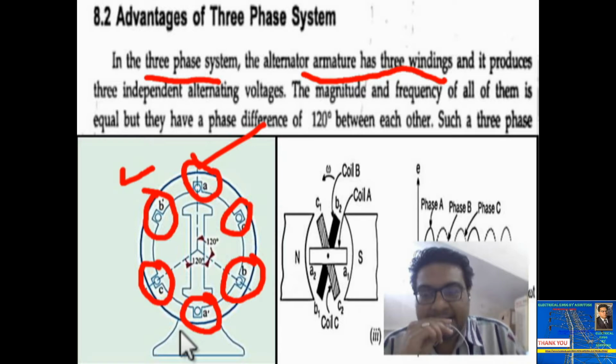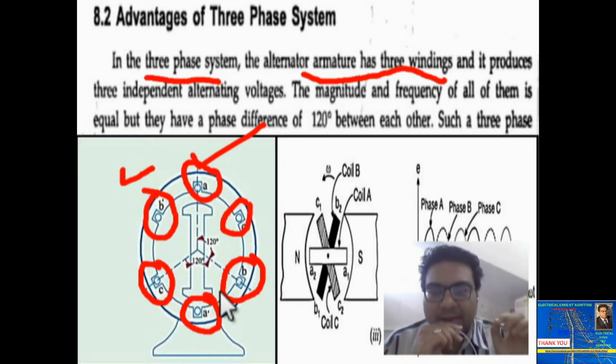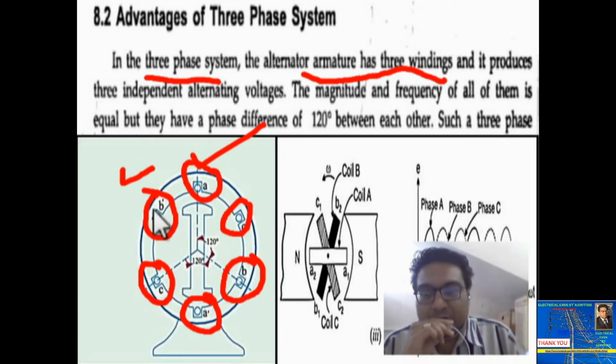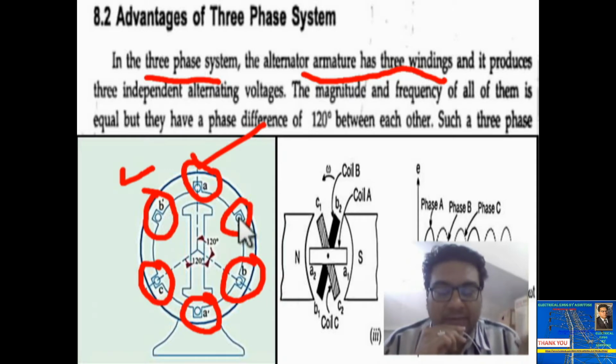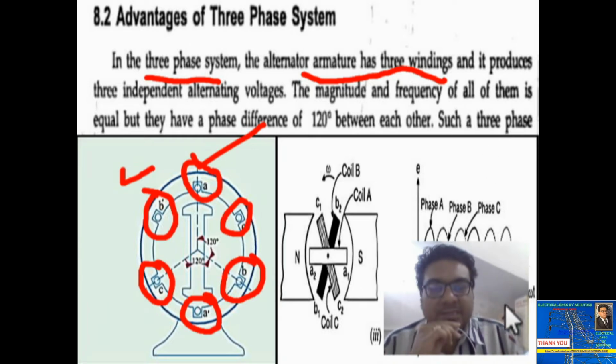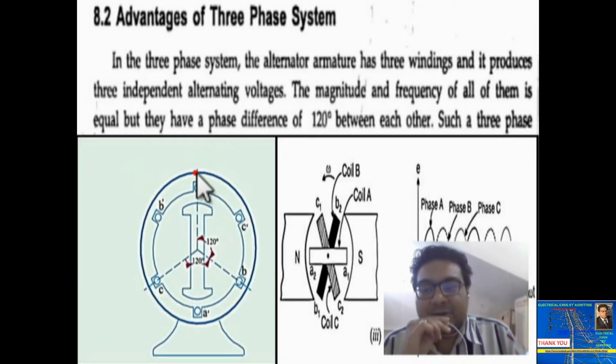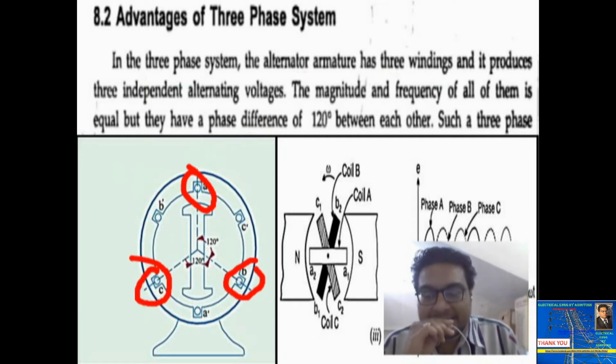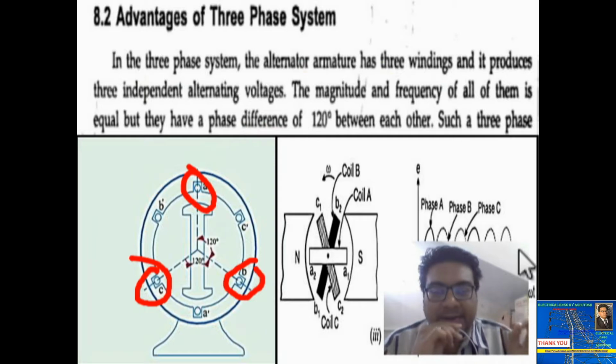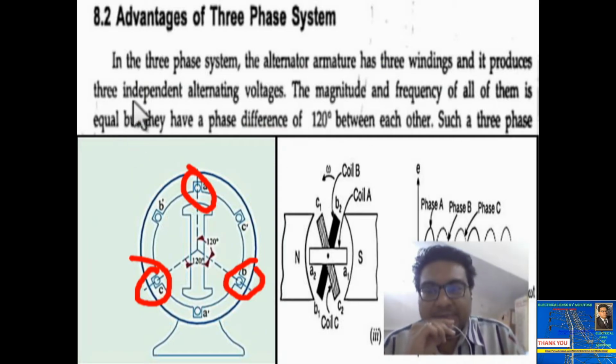A dash belongs to the same coil, B dash belongs to the same coil, and C dash belongs to the same coil, which is the third coil. Here you can see these 3 coils A, B and C are placed at 120-degree phase difference, and they produce 3 independent alternating voltages.